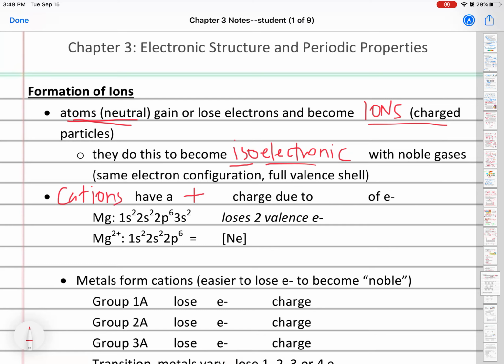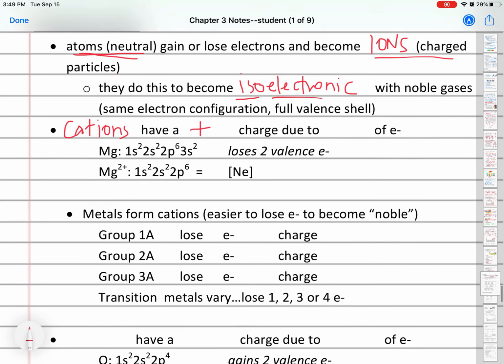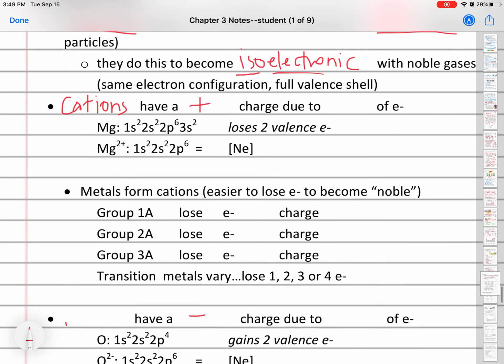We call those cations. Or they can be negatively charged, and we call those anions. So the mnemonic for that is cats have paws. So cations are positively charged. Boom, boom, okay? So cations form when an atom loses electrons. They're due to a loss of electrons. Since electrons are negative, when you lose them, you become more positive.